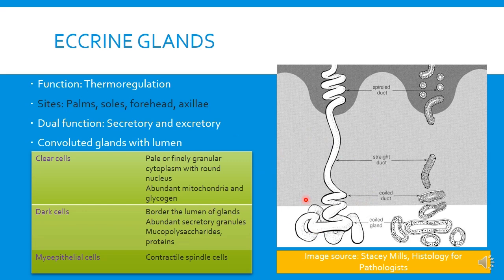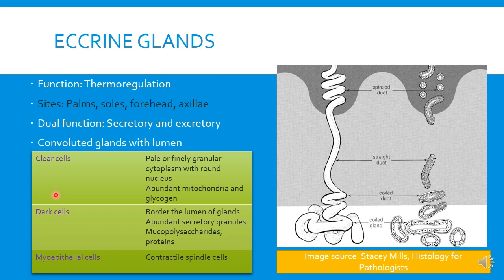These are convoluted glands with lumen. Cross section of these glands will look like this. There will be double layer of cells, inner cuboidal and peripheral myoepithelial layer. So the myoepithelial layers will contract and expel the secretions.